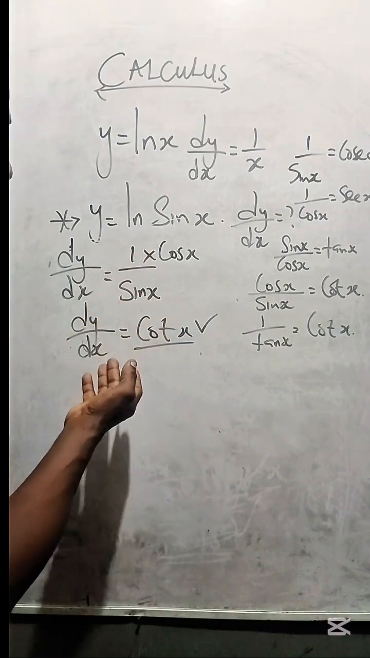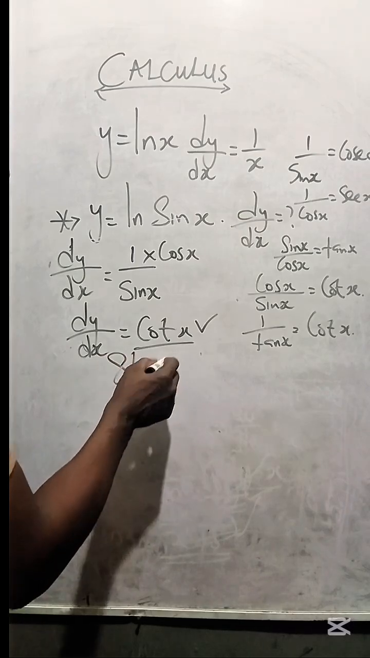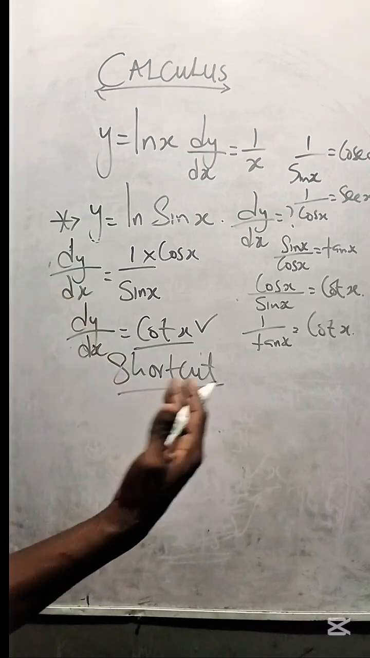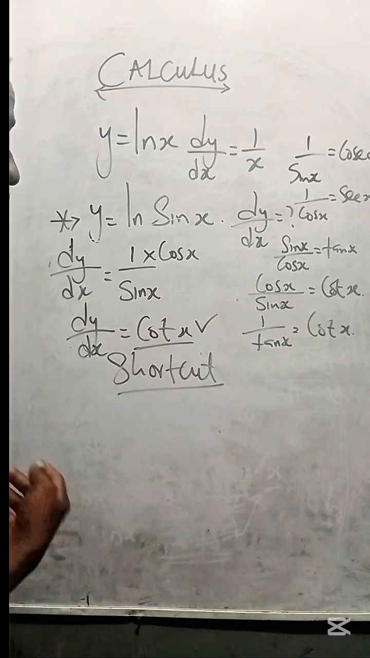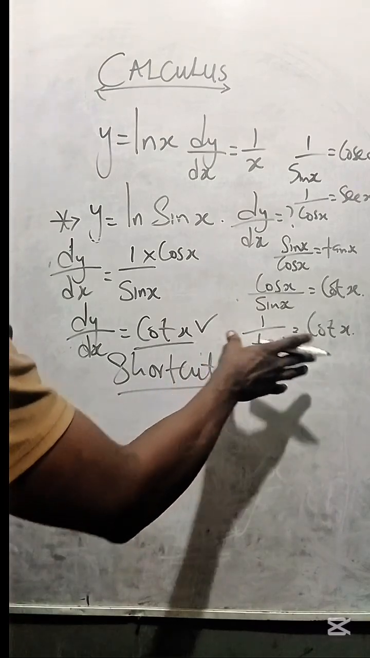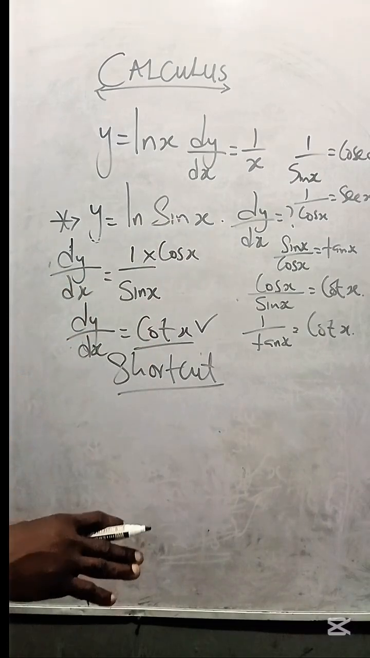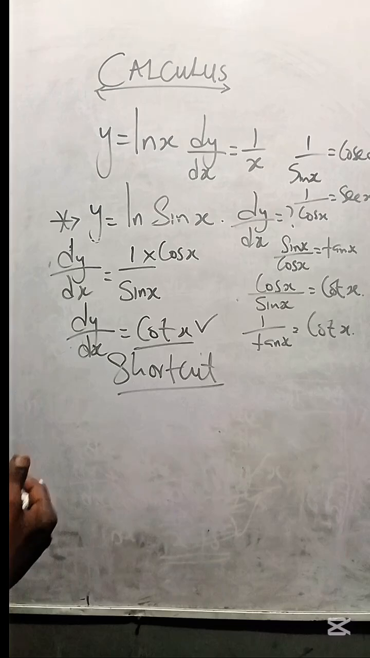So it is easier using the shortcut for objective questions, and using the other method for theory-based questions. Now, when you master this, it will help you to solve trigonometric functions, especially when you're finding the derivative of the trigonometric function.